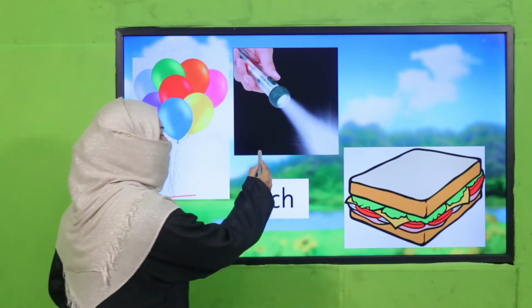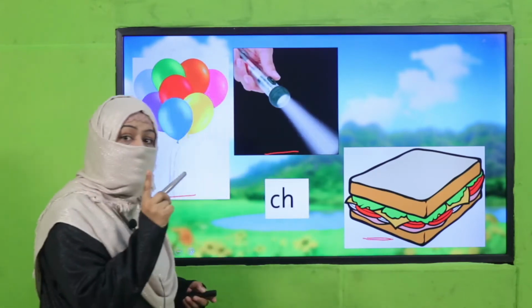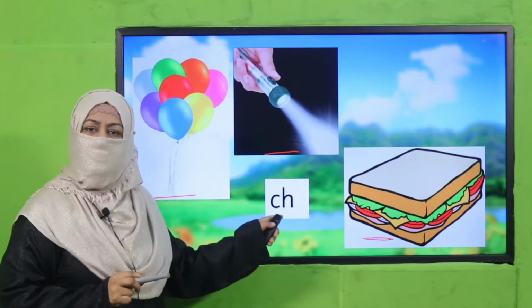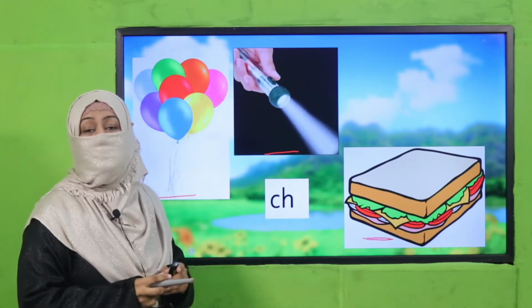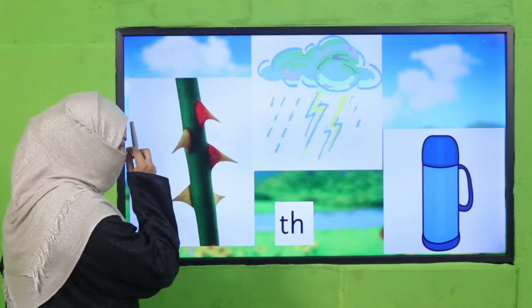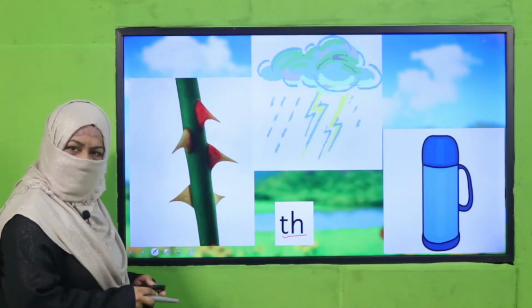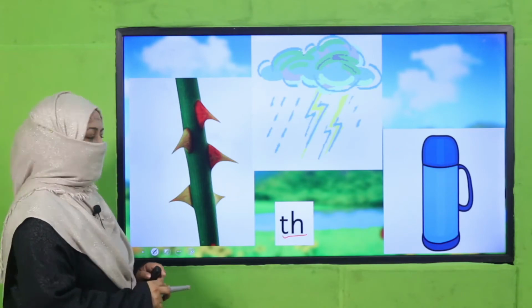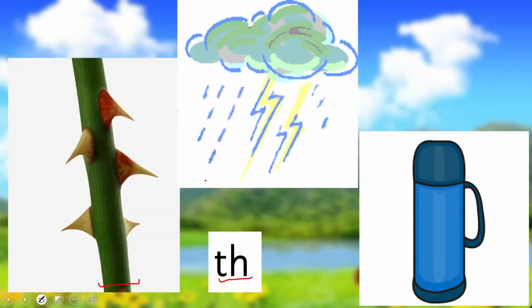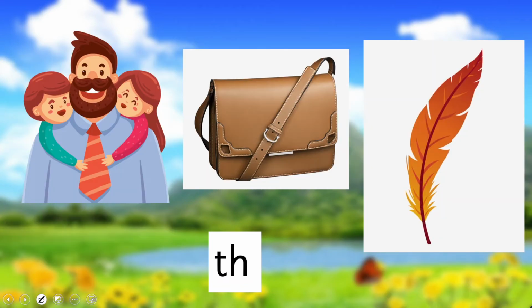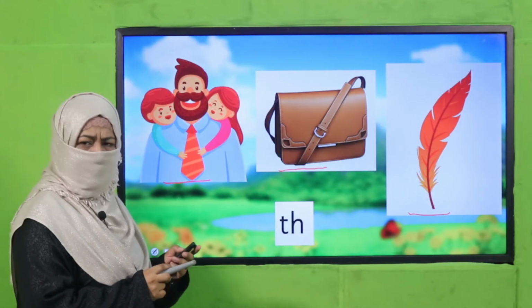Bunch, torch, sandwich. The ch sound is coming at the end, but still ch together will be pronounced as ch, right? Okay. The next digraph again is th, and that can be th and the. So it's thrown, thunder, thermos, right? It's in the beginning position, okay? Father, leather, feather. It is in the middle position. When we say it is in the middle position, still th will be pronounced together as the or th sound, right? Okay.